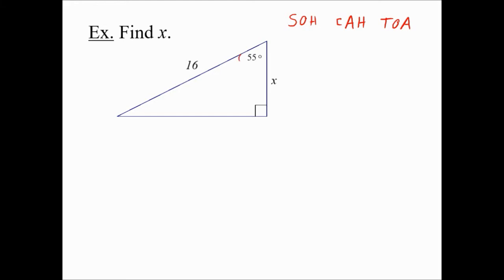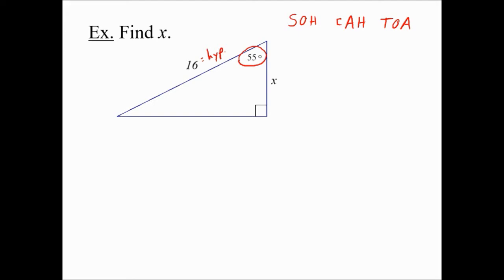We are going to focus on the angle that is given to us. We're given this 55. We're going to focus on that 55, and we're going to ask, which sides do we know? Well, first of all, notice that that 16 is the hypotenuse. No matter which angle I was given, that is going to be the case because it's across from the 90. So my 16 is my hypotenuse.